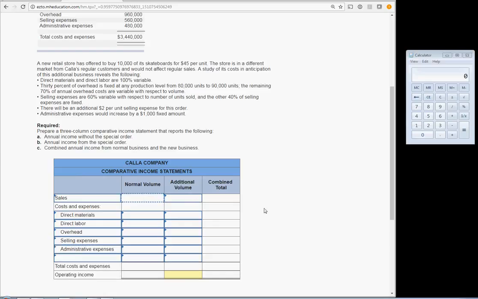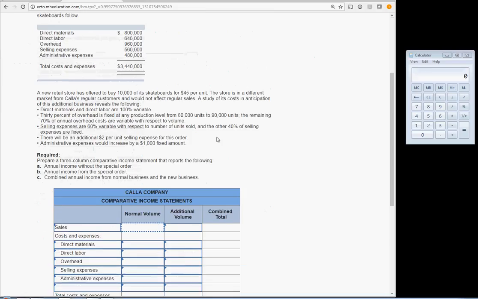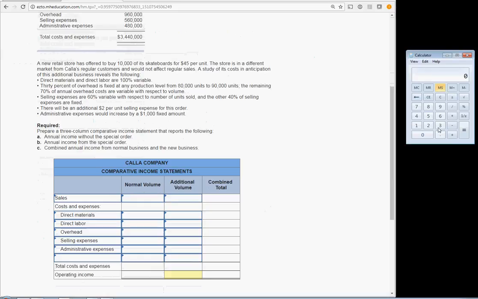So let's talk about our normal volume. How do we end up getting to normal volume? Well, we normally sell 80,000 units at $50 per unit, right? I think that's around 4 million, so 80,000 times 50. Yep, 4 million bucks. It's going to be our normal volume. Yep, except I need another zero.